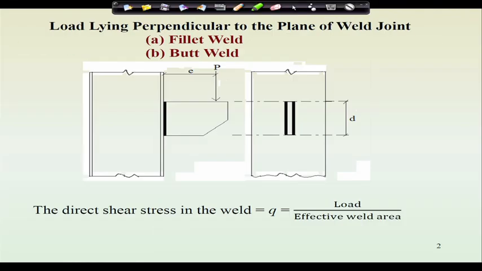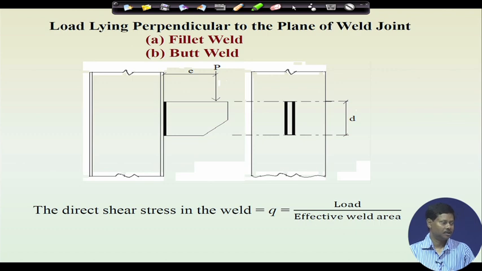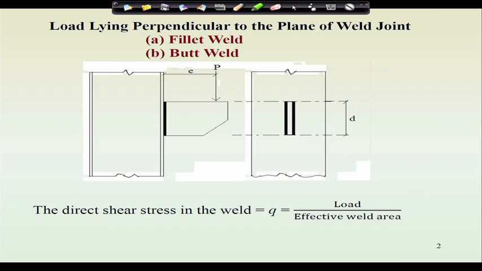You know that welded joint means it will be fillet weld and butt weld. There are two types of weld joint, so that we can calculate the stress developed on the fillet weld and the stress developed on the butt weld. Two cases will come into the picture, and we will discuss them. So, let us consider the first case.